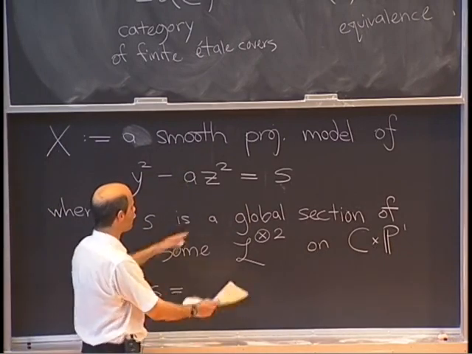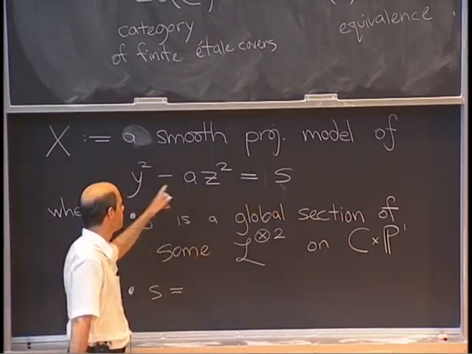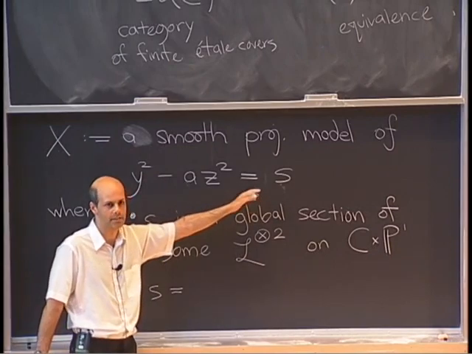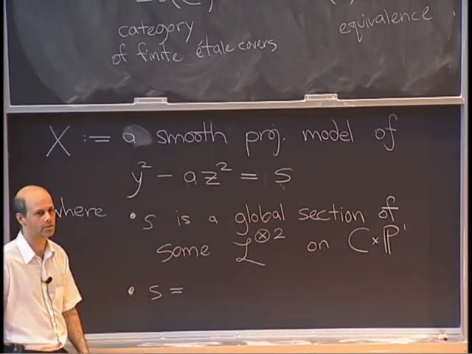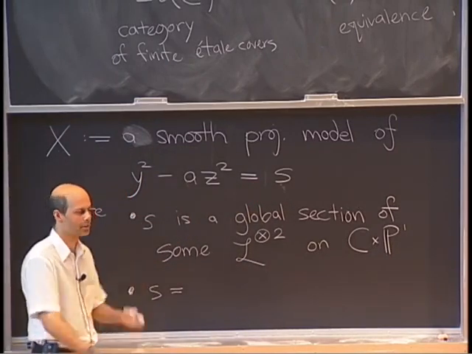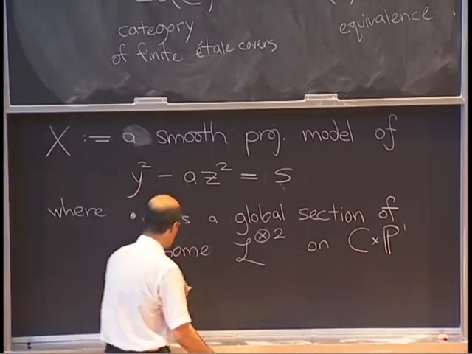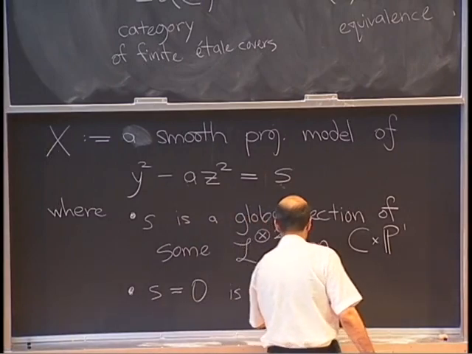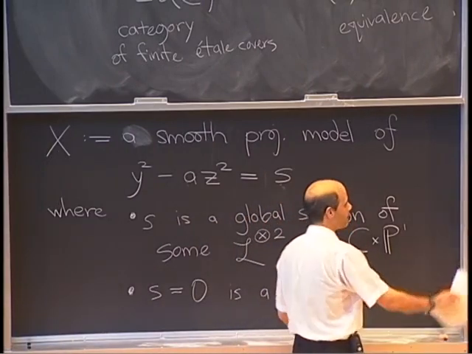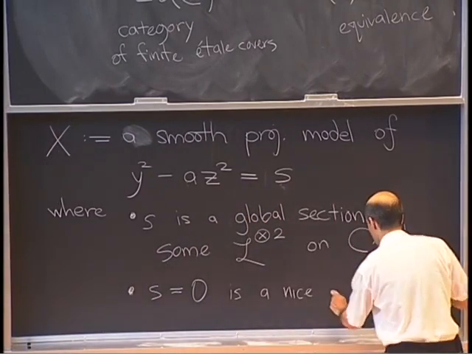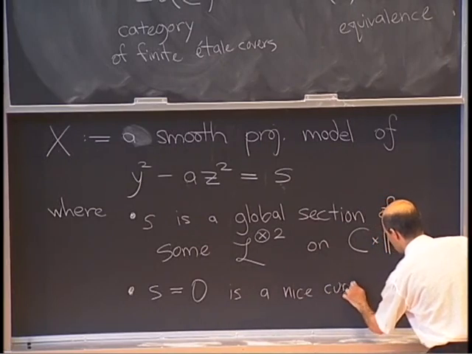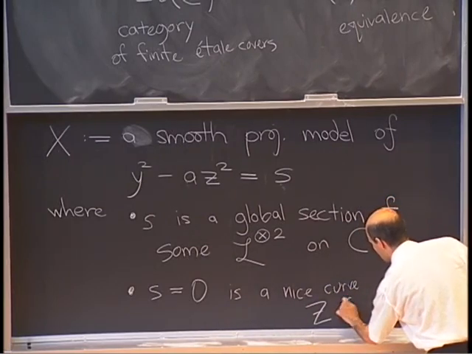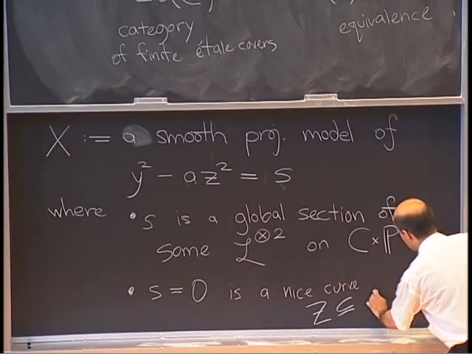But where S becomes 0, this equation defines a union of two lines of slopes plus or minus square root of A. So that's going to be the degeneracy locus. I'm going to arrange for this degeneracy locus Z to be a nice curve inside C cross P1.